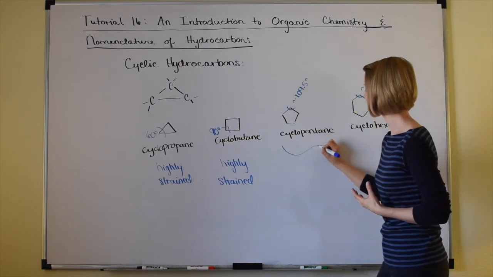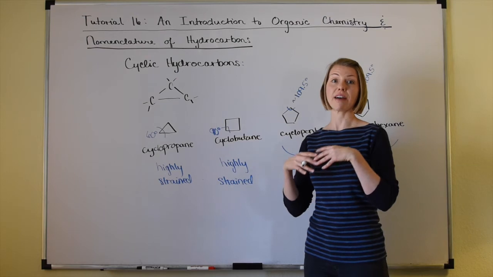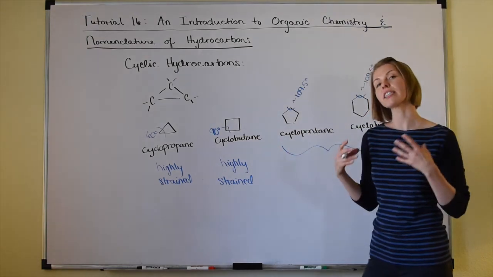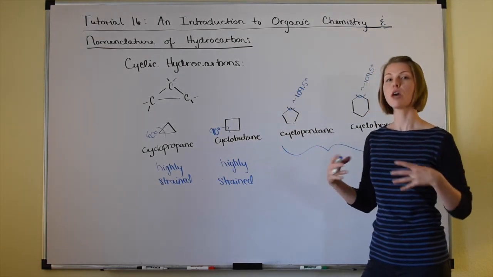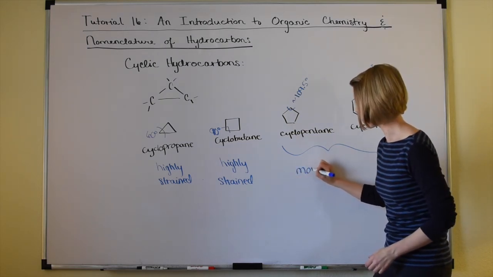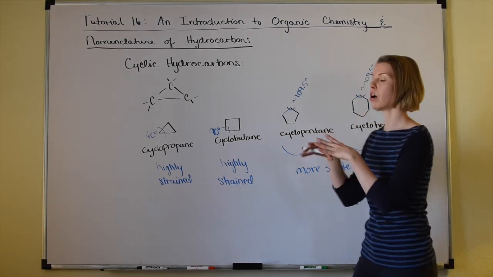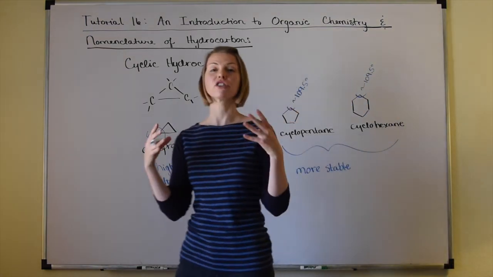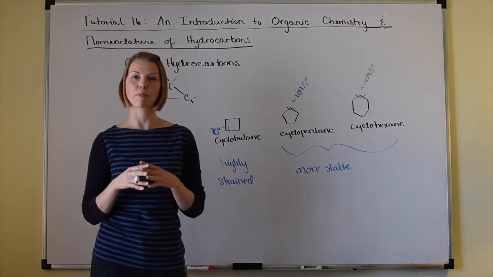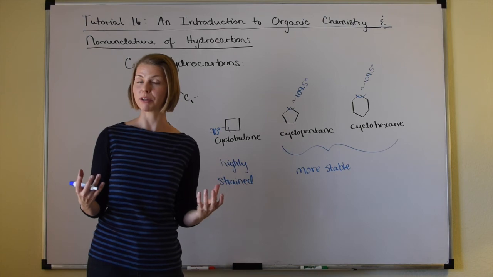So when we look at biological molecules that have rings, we're going to see lots of 5- and 6-membered rings because these ring sizes are going to be more stable. They can accommodate that approximately 109.5 degree bond angle of a tetrahedral geometry.